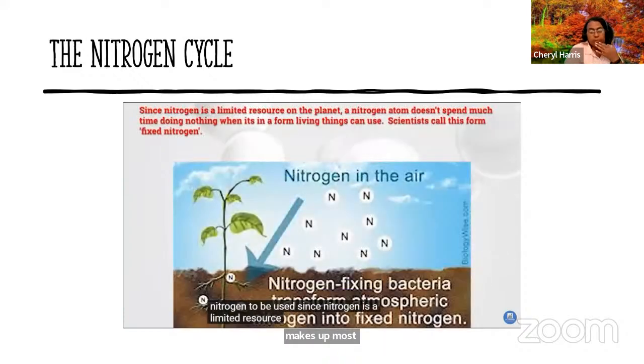Since nitrogen is a limited resource on the planet, a nitrogen atom doesn't spend much time doing nothing when it's in a form living things can use.